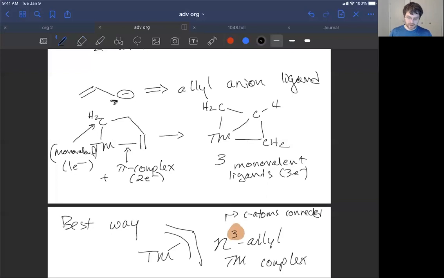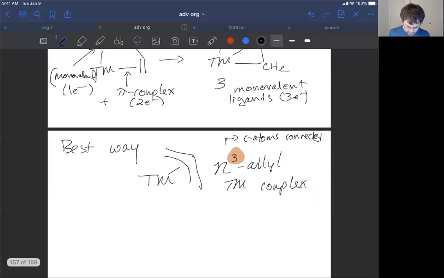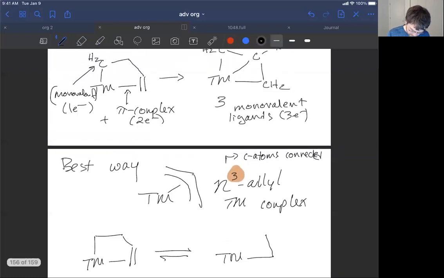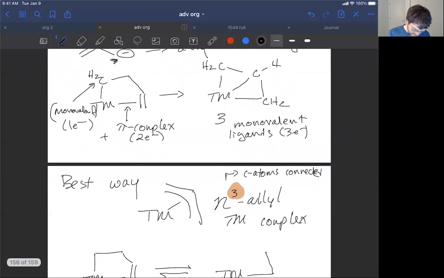So it turns out that we sort of exist in an equilibrium between the upper left structure, where we have a monovalent and a pi complex, and what I show is the best way, where we're actually switching back and forth between 2 equilibria. One where the transition metal is up here. We have a pi complex. And another one where the transition metal is monovalently adducted to this other carbon. 1, 2, 3, 4. Did I screw that up? I did. I'm sorry. Okay.